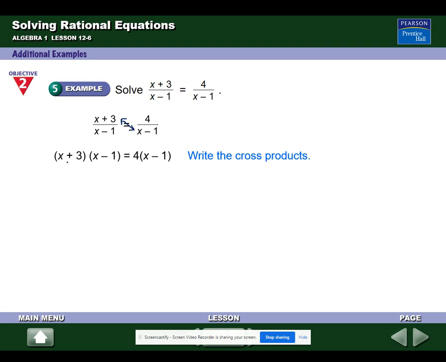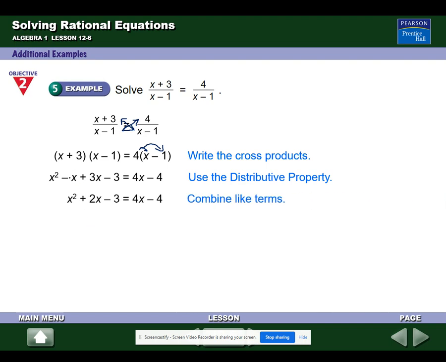And here you have x plus 3 times x minus 1, and then here you have 4 times x minus 1. They'll go ahead and FOIL this right here and then distribute this 4 on the next line. I assume they'll simplify this on the next line, right? The middle terms, yep. So negative x plus 3x is positive 2x.